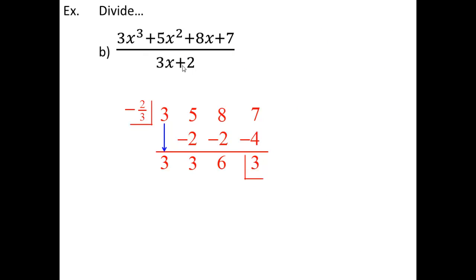Here's the caveat of synthetic division, the one that you were probably told in Algebra 2. Synthetic division only works when you're dividing by something of the form x minus a. So the x, the linear term, has to have a coefficient of 1 in order for synthetic division to work. That's just the way synthetic division is designed. So you were probably told in Algebra 1 that for a problem like this, you have to do long division because the linear coefficient is not 1.